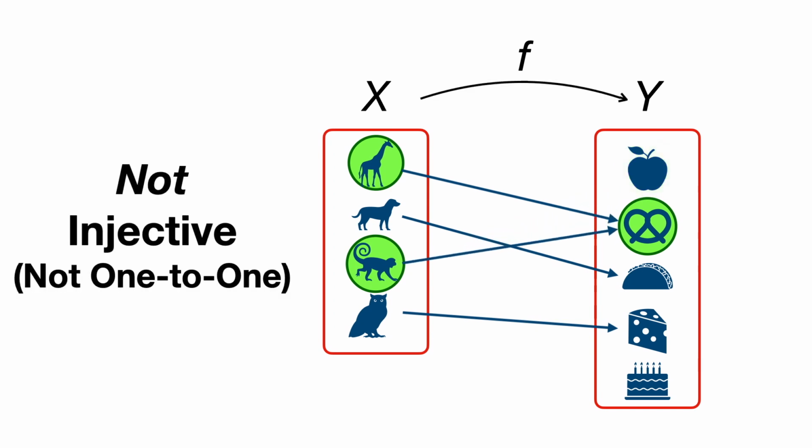On the other hand, if we change our function a little, like this, we now have a function that is not injective. Two different elements in the domain, the giraffe and the monkey, both map to the pretzel, so it's not one-to-one.